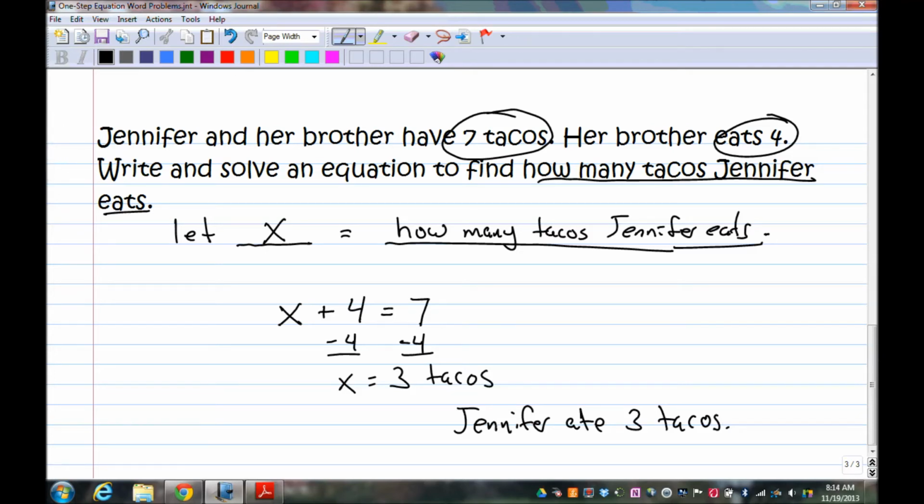Anytime you answer a word problem, always look at your answer and see if it makes sense. If you set this up as an x minus 4 equals 7, then you would end up with more tacos than you actually had to begin with. So you got to be careful. Always look back at the problem and say, does my answer make sense?